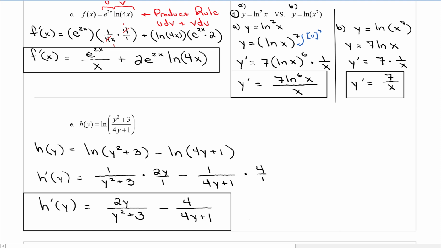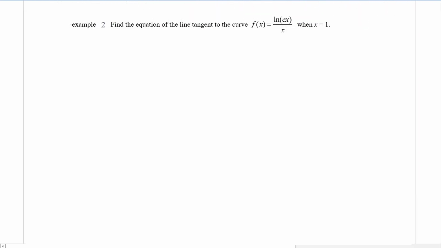Example 2. Find the equation of the line tangent to the curve f of x equals the natural log of, open up a set of parentheses, e to the x, close the parentheses, all over x, when x is equal to 1. So the first thing we need here is a point, and we're also going to need the slope. So you need a point and the slope.